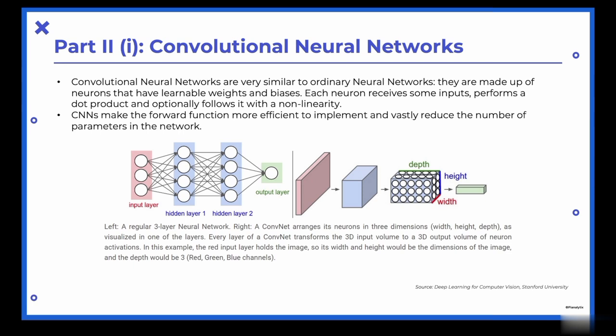On the left-hand side of the image shown here, we can see a regular three-layer neural network. And on the right-hand side of the image, we can see a convolutional neural network. This convolutional neural network works in 3 dimensions, having width, height, and depth. Each layer of the ConvNet transforms the 3D input volume to a 3D output volume of neuron activations. So instead of getting weights and parameters for each pixel, we are dealing with the entire image in volume.